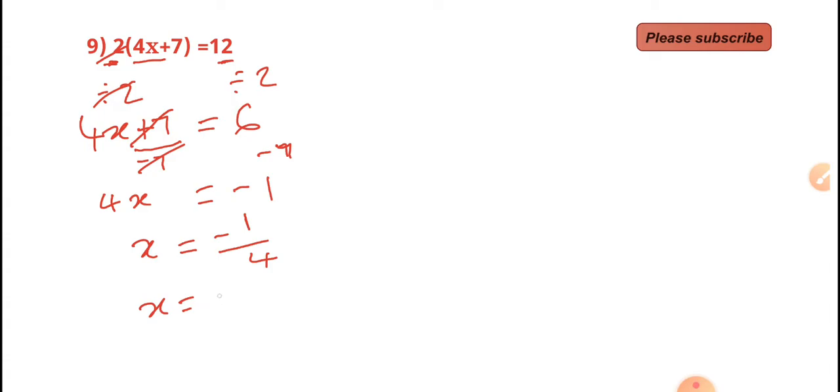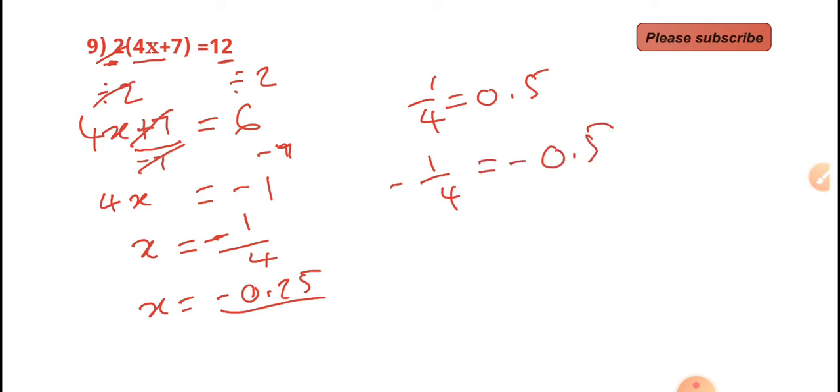So x is equal to minus 0.25. How do I know it was minus 0.25? Well, I know that 1 over 4 is equal to 0.5, and since there's a negative, it must be negative 0.5. Sorry, mistake here. 1 over 4 we know is 0.25, so negative 1 over 4 must be negative 0.25.